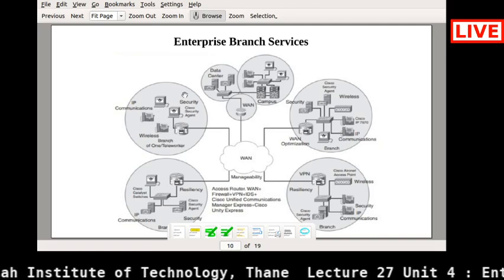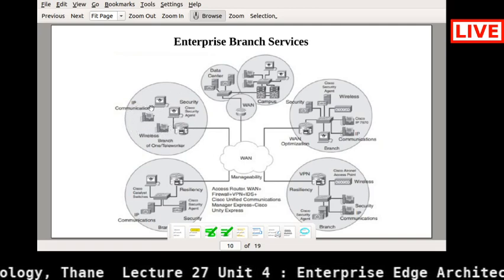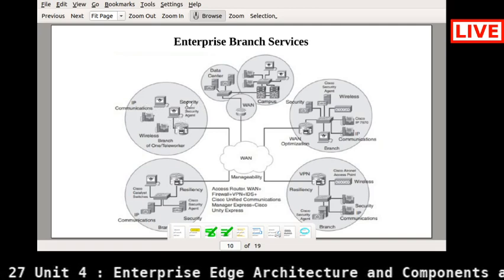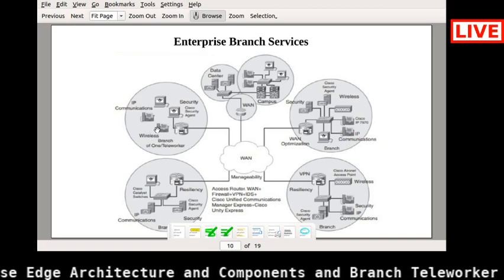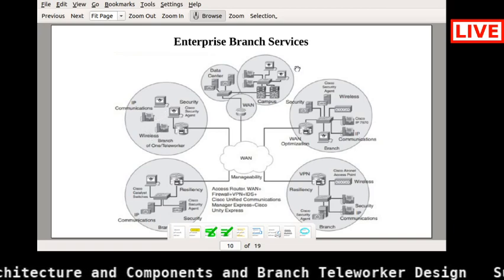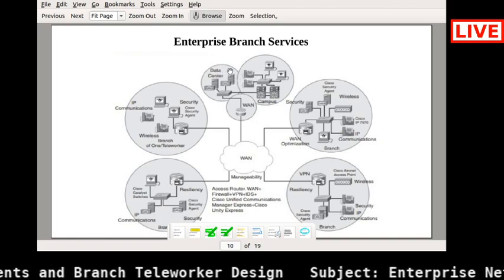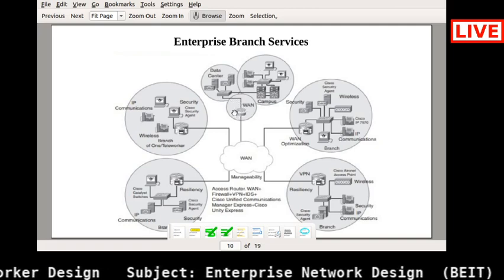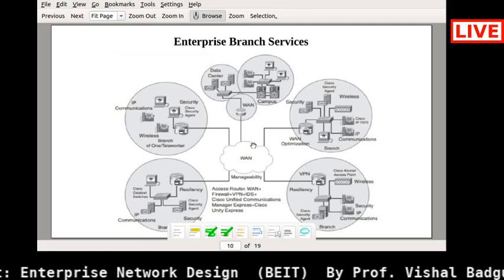If you see this particular branch, we have some IP communication service over here. We have a different kind of security service over here. We have some wireless service over here, right? And if you see a different part of the branch, we have some data center related technologies, we have some WAN related technologies over here, right? Which will be directly connected to this particular WAN, right?